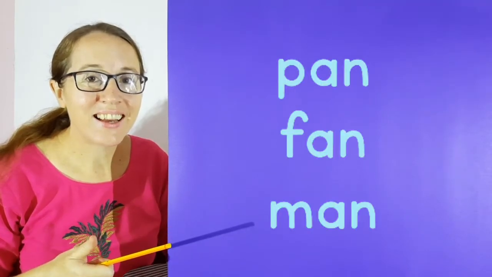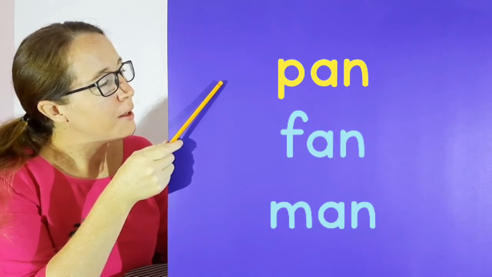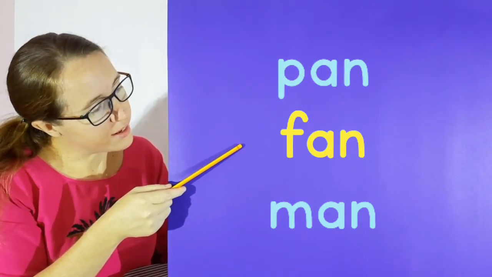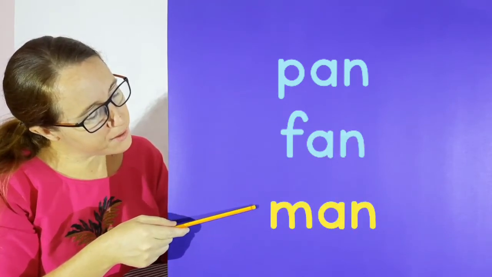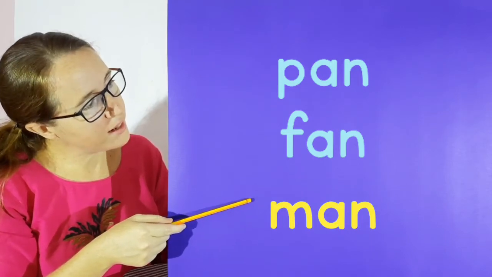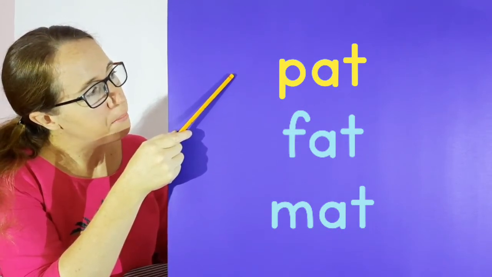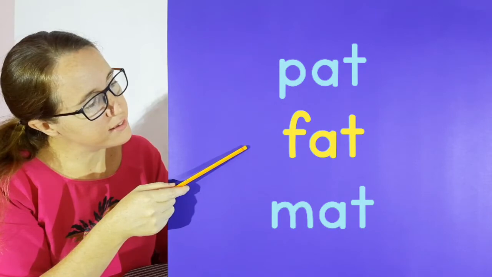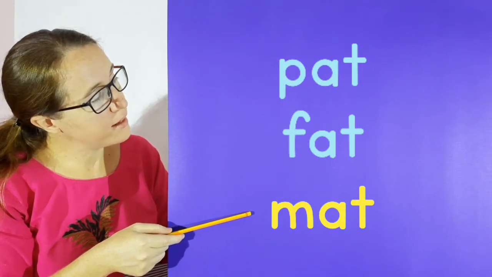Very good reading. Let's read some of our three-letter words. P and en, pen. F and an, fan. M and an, man. P at, pat. F at, fat. M at, mat.